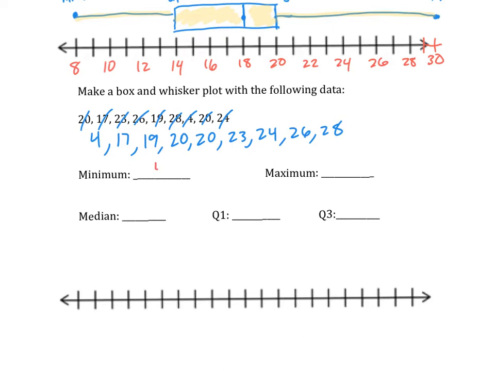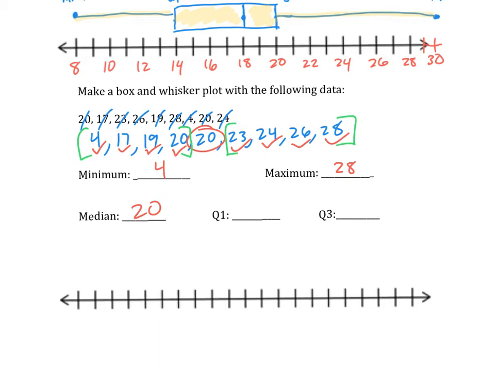We'll do the same thing we did in the first example. Our minimum will be 4, that's our smallest number. Our maximum is our biggest number, 28. For the median, we will just check off 4, 28, 17, 26, 19, 24, 20, 23, and then 20 becomes our median here. Now let's look at quartile 1 and quartile 3.